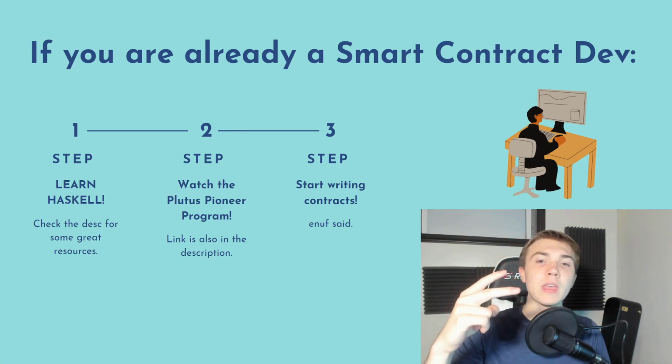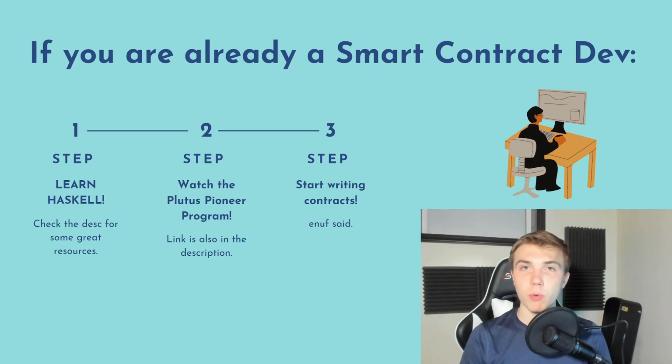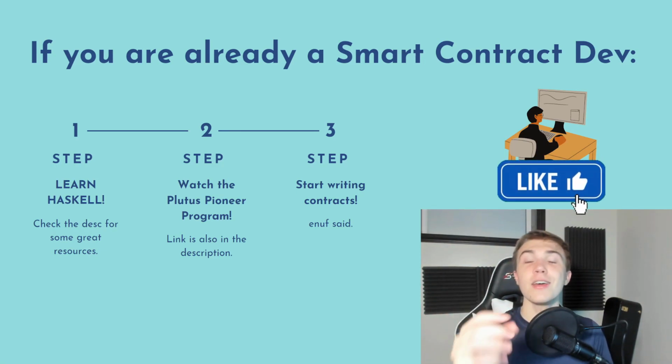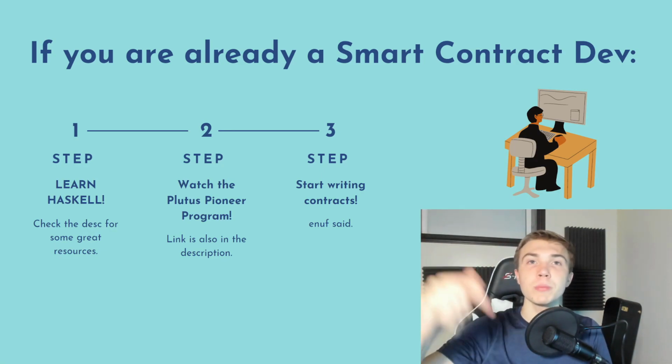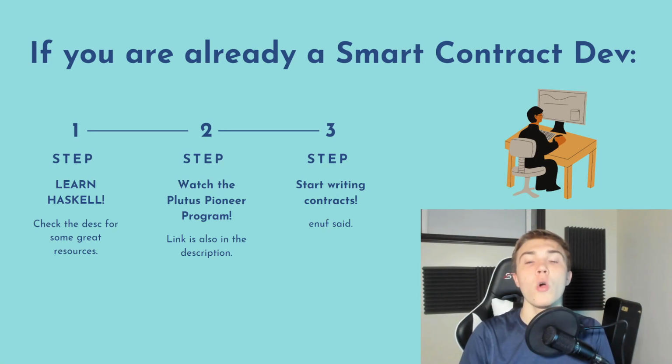Step two is to watch the Plutus Pioneer program. This is free content put out by IOHK, the company behind Cardano, just for developers to learn how to write Plutus smart contracts. This is super valuable for you guys. I definitely recommend watching the Plutus Pioneer program. It's actually really good, and there's several iterations. I will put down in the description below the most recent iteration at the time. Or you can just Google it. It's pretty easy to find.